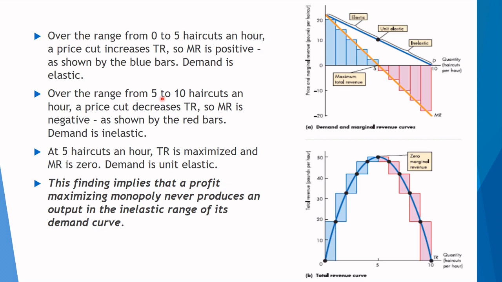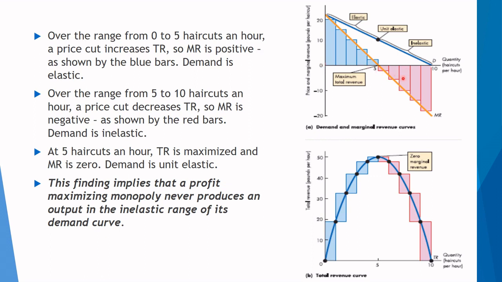Over the range from 5 to 10 haircuts an hour, a price cut decreases total revenue. So for the level of output 5 to 10, that means in the inelastic part of your demand curve, when the price is falling further, your total revenue is decreased. Hence, your marginal revenue is negative.